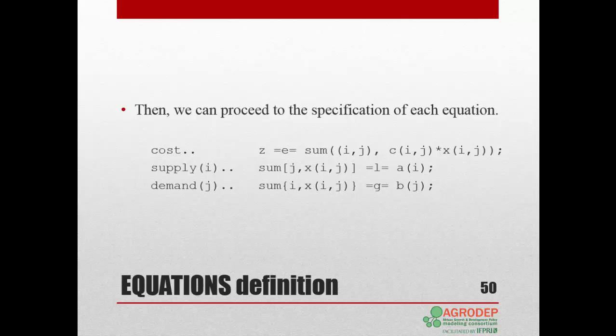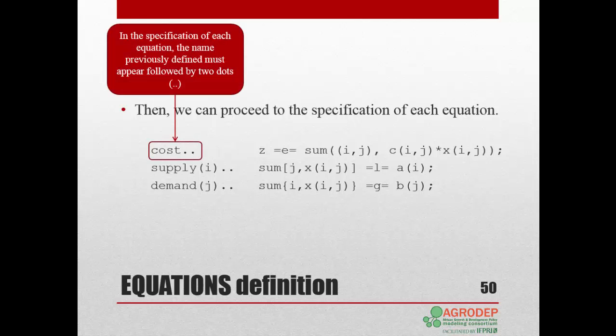Next, we proceed to the definition of equations, the GAMS writing of their mathematical form. We remind you that at this time we will not cover mathematical operators in detail. We will do so in lesson 3 of the training. So in GAMS writing, the equation name, in our example cost, is followed by 2 dots, which signals that what follows is a definition of the equation.